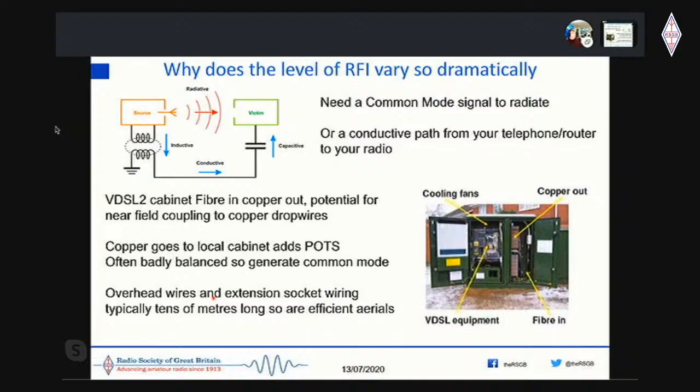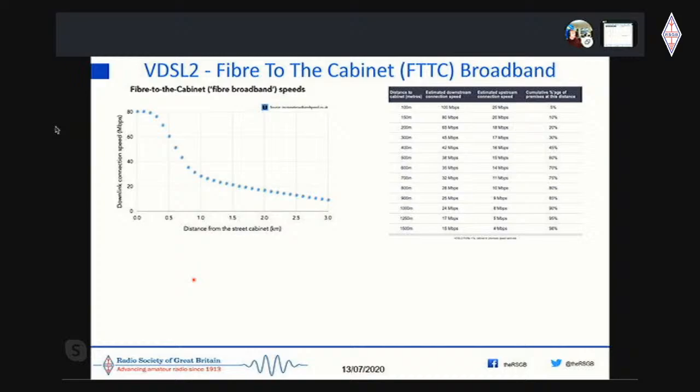The other thing that impacts how strong the RFI is that you receive is how far you are from that fiber cabinet. Now here on the left, the graph shows how the bit rate, the vertical axis, and the distance from the cabinet changes. So close to the cabinet, you can easily get 80 megabits per second. But once you get 1.5 Ks away, you're probably down to 20 megabits per second. Not only that, but also the system is having to try much harder and probably using more power on the upstream bands to get the signal through.